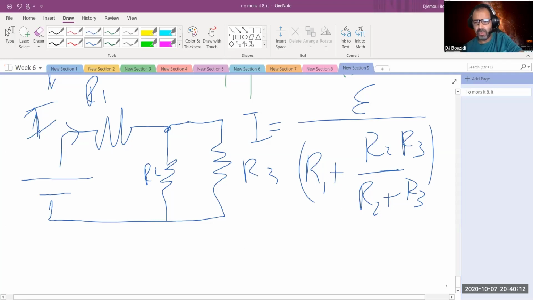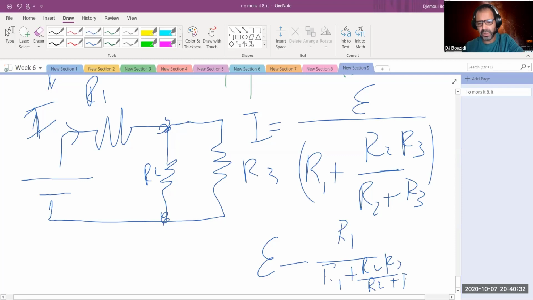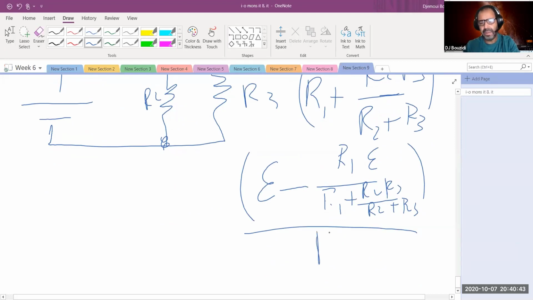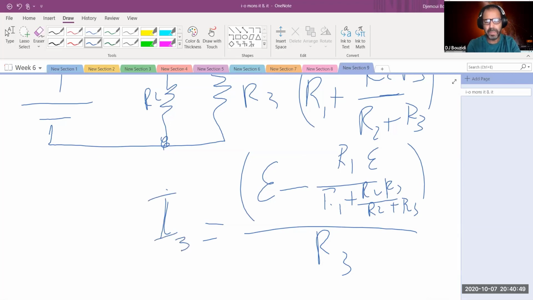So let me do a quick calculation in here. It's this voltage divided by R3. Without doing any simplification, it's the EMF minus this current, R times R1. So it's going to be R1 over R1 plus R2, R3 over R2 plus R3. And the whole thing, I'm sorry, the EMF, I didn't take it out. So this is the EMF across R3. And of course, all I have to do now is divide it by R3. And this is the current I3, if you wish. This is immediately after I put the switch on.